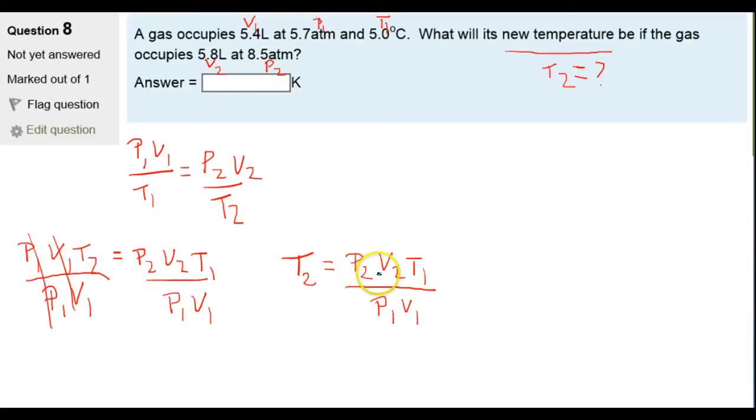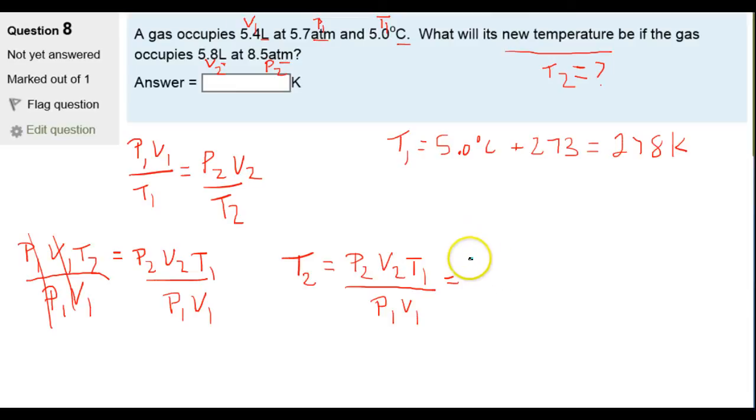And before we can just start plugging the values in, we have to make sure that the pressure units are the same. So we have atmospheres here and atmospheres here. We're good. We need to make sure the volume units are the same. We have liters here, we have liters here, so we're good. And last but not least, we need to make sure this temperature unit is in Kelvin. It's not. It's in degrees Celsius. So we have to convert T1, which is 5.0 degrees Celsius, to Kelvin. The way I do that is by adding 273, and I get 278 K. So there's T1. So now we can go ahead and plug all these values in.